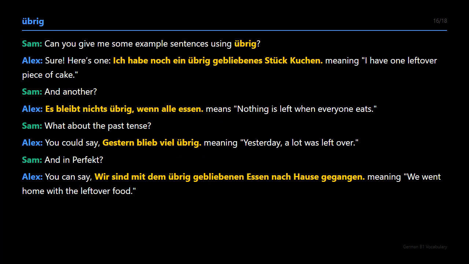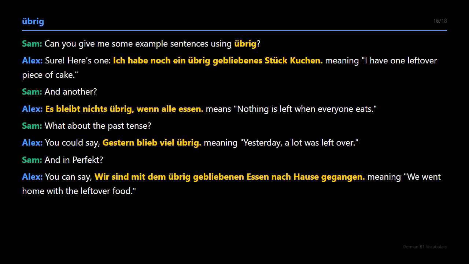Can you give me some example sentences using übrig? Sure. Here's one. Ich habe noch ein übrig gebliebenes Stück Kuchen. Meaning, I have one leftover piece of cake. And another. Es bleibt nichts übrig, wenn alle essen. Means nothing is left when everyone eats.